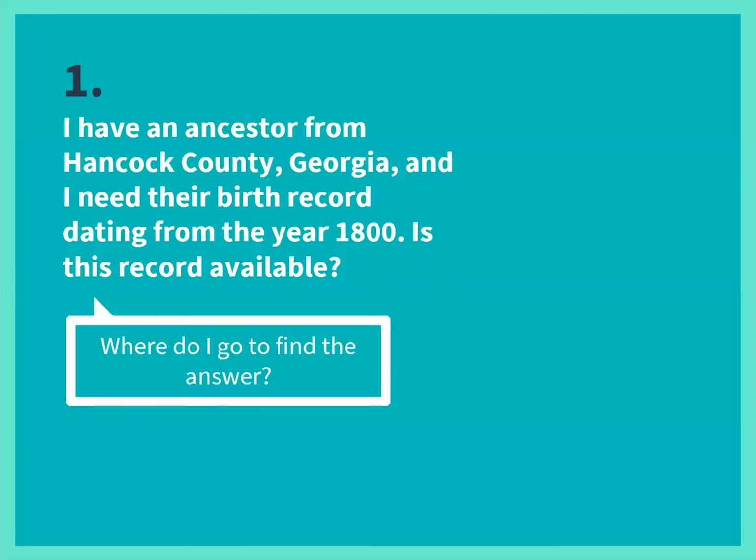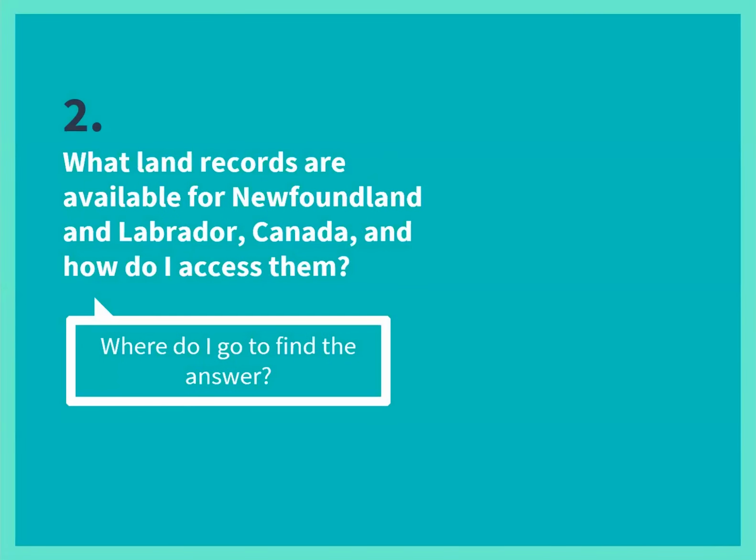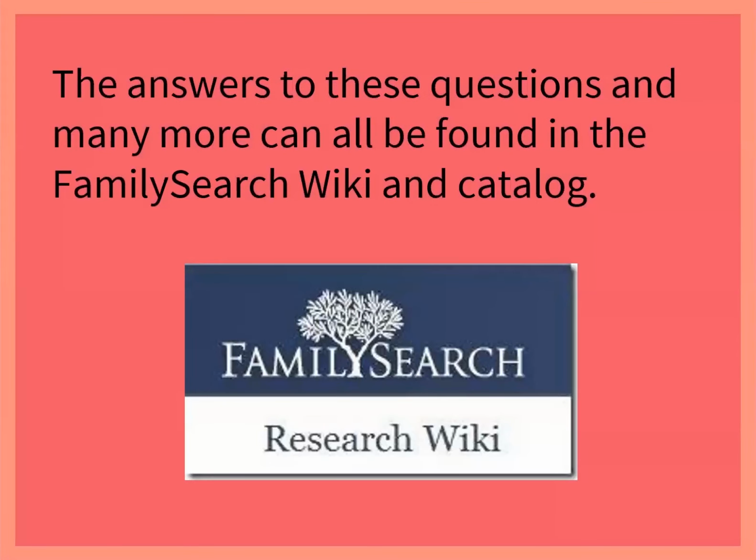So I have a few questions here. I have an ancestor from Hancock County, Georgia, and I need their birth record dating from the year 1800. Is this record available? Do you know that offhand? I know I don't know it offhand, but so where do I go to find that answer? Second question, what land records are available for Newfoundland and Labrador, Canada, and how do I access them? Where do I go to find the answers? The answers to these questions and many more can all be found in the FamilySearch Wiki and Catalog.